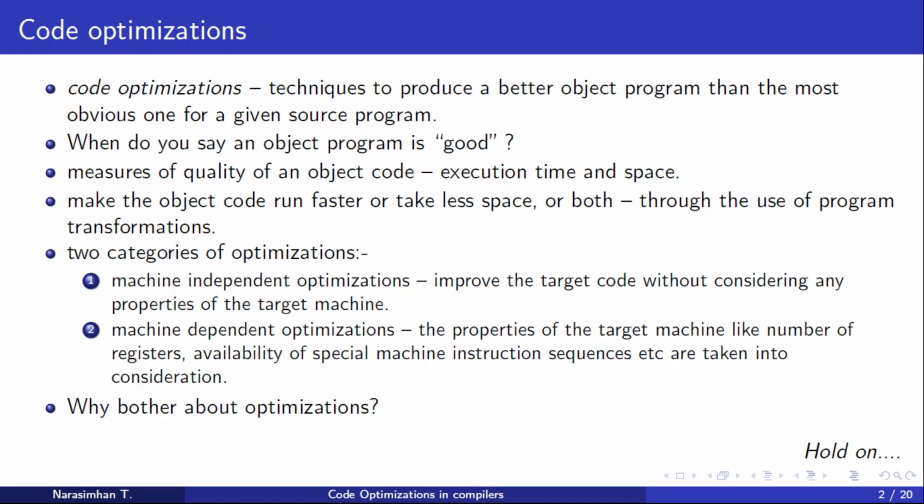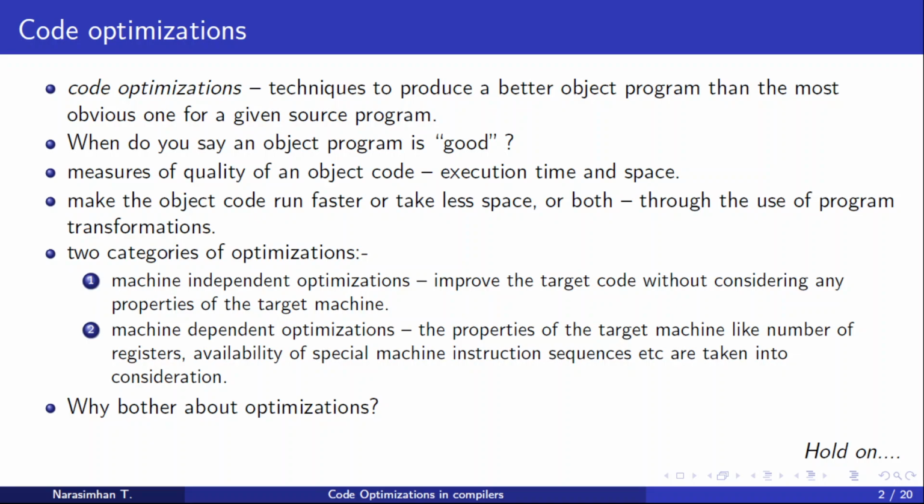So this takes you to the question, when do you say an object program is good? Or equivalently, you could ask, how will you determine the quality of an object program? Generally, we rely on two parameters to measure the object program's quality. One is the execution time and the other one is the space or the memory requirements. Obviously, we want the object code to take less time for execution and also to take less space in memory.